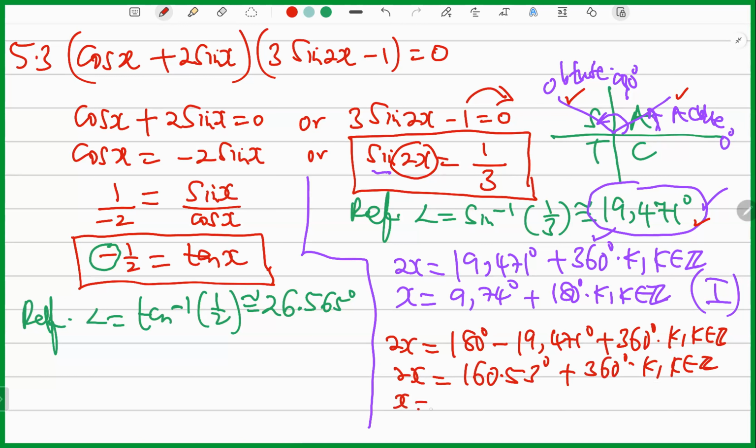You divide through by what? By 2. If you divide by 2, you get 80.26 degrees. You divide 360 degrees by 2, it gives you 180 degrees times k, where k is an element of the integers.